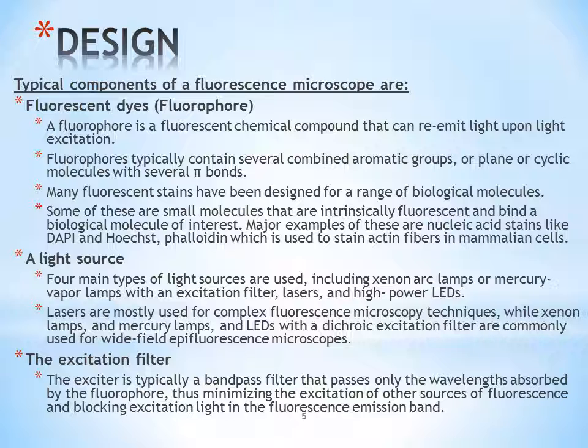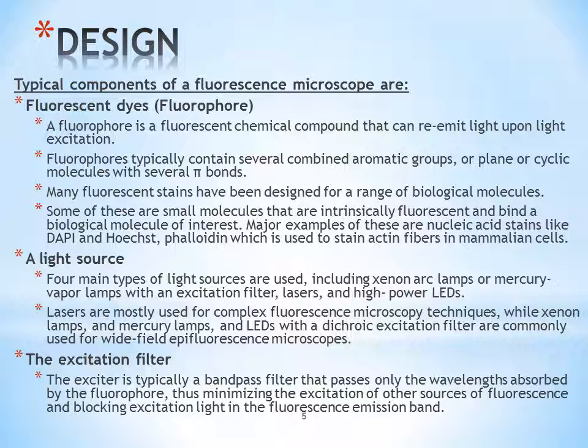Fluorophores typically contain several combined aromatic groups, or planar or cyclic molecules which have several pi bonds. Many fluorescent stains have been designed for a range of biological molecules. Some of these are small molecules that are intrinsically fluorescent and bind a biological molecule of interest. Major examples of these are nucleic acid stains like DAPI, and phalloidin, which is used to stain actin fibers in mammalian cells.